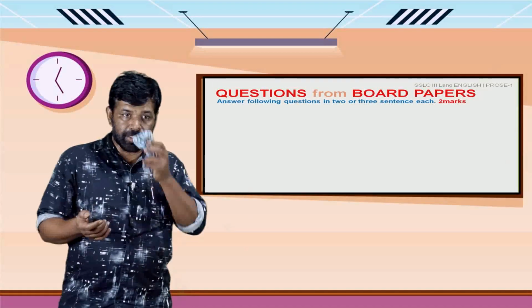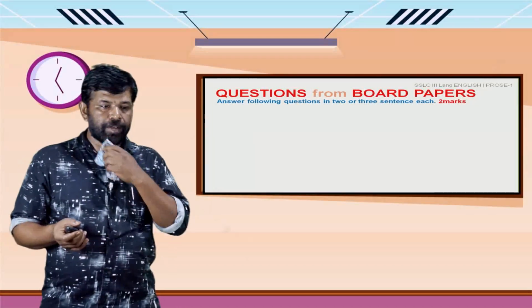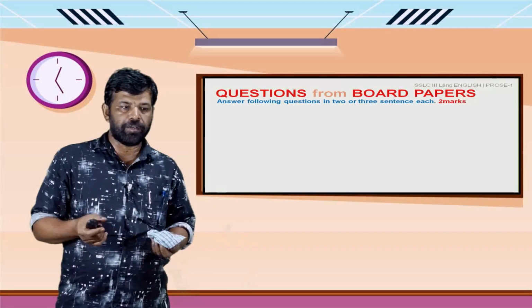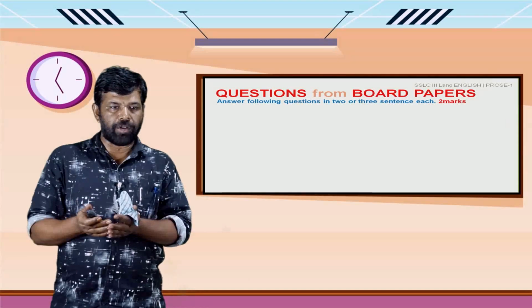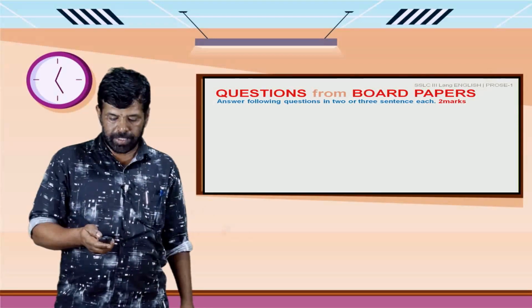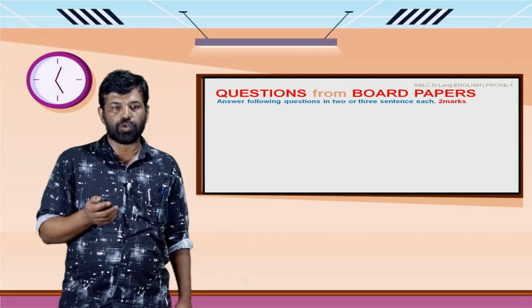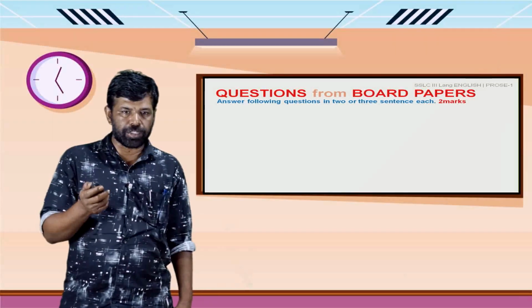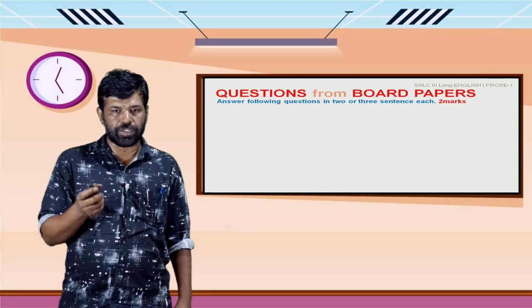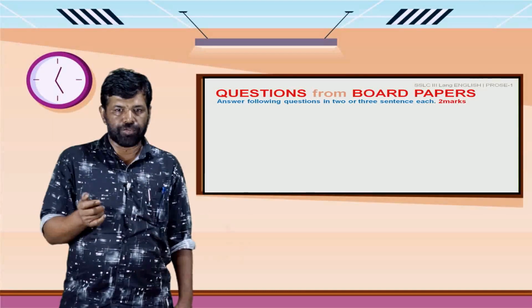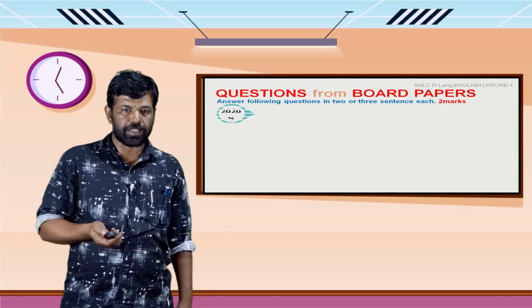And here are some questions. From this lesson, these questions have been asked in the SSLC annual exam and supplementary exam. The first question I am going to take is a 2 marks question. Answer the following questions in 2 or 3 sentences each. This would be the instruction. And you have to answer in around 15 to 20 words or in 2 or 3 sentences each.